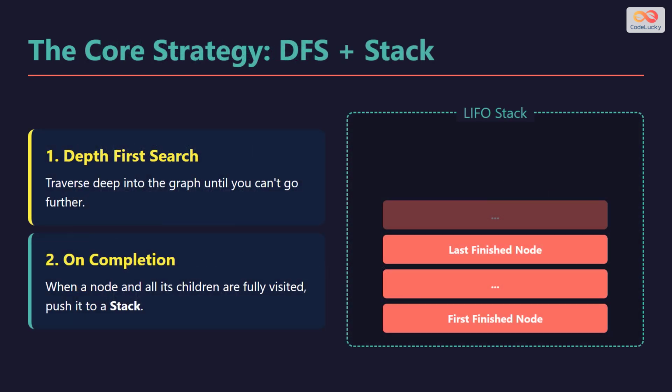Now, let's look at how we solve this using depth-first search. The strategy relies on two main concepts. First, we use DFS to traverse as deep as possible into the graph. Second, we use a stack to record our completion order. Specifically, we only add a node to our stack once we have finished visiting all of its children.